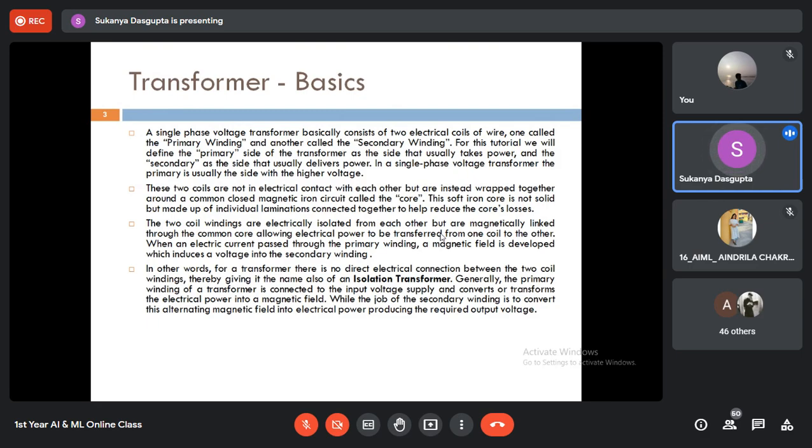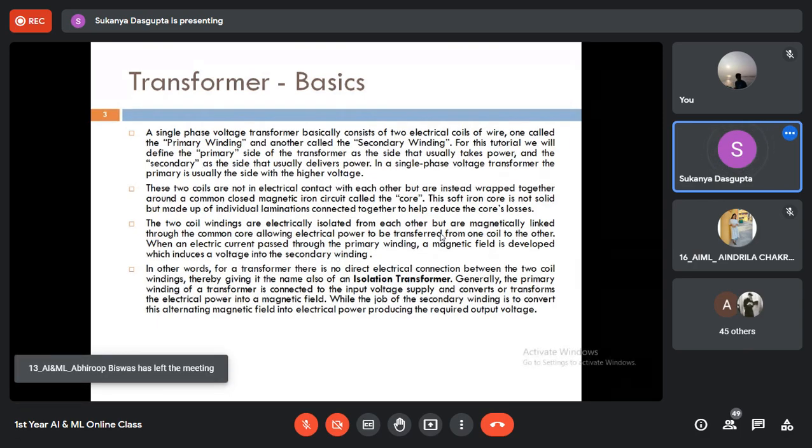The soft iron core is not solid but made up of individual laminations connected together to help reduce the core losses. Core losses means the losses generated inside the core depending upon the materials used to form the core of the transformer. The two coil windings are electrically isolated from each other but are magnetically linked through the common core, allowing the electrical power to be transferred from one coil to the other, from the primary winding to the secondary winding.